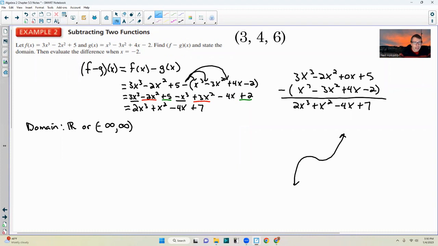So I want to find out. So now I have a function f minus g of x. Let's call it h of x. So now I have the new function h of x equals what I got right here. So let me just drag that down. I think they're all different pieces, so might as well just write it. So it's 2x to the third plus x squared minus 4x plus 7. And I want h of negative 2, which means make all the x's negative 2.